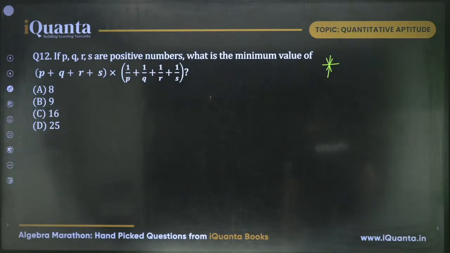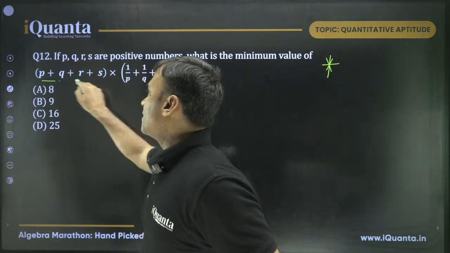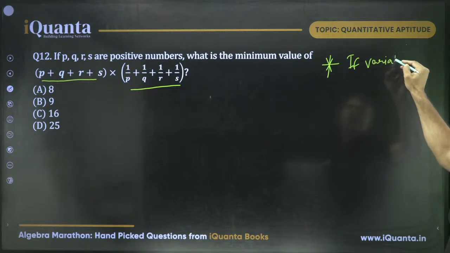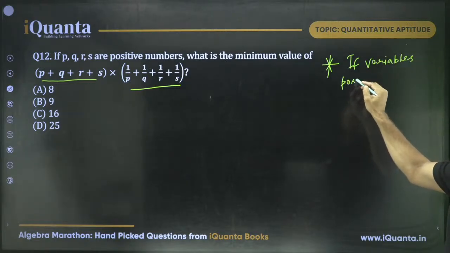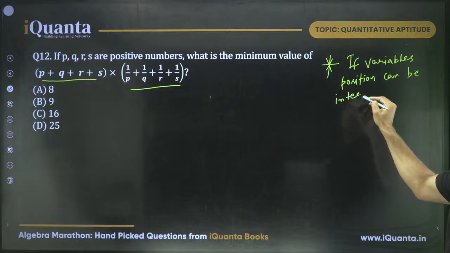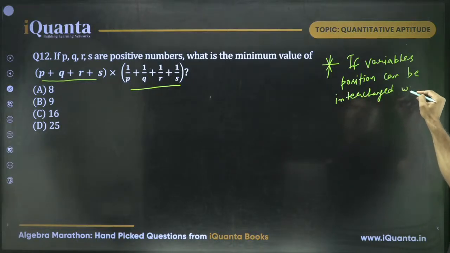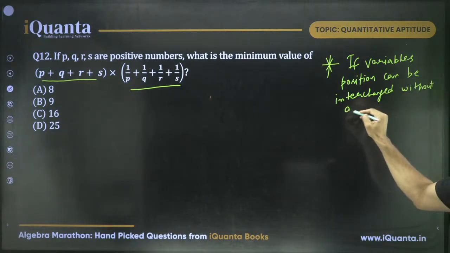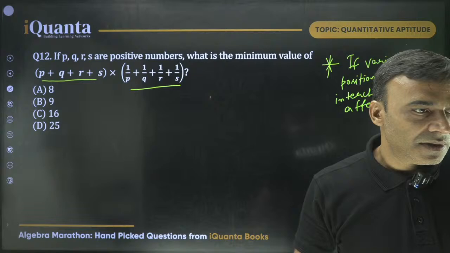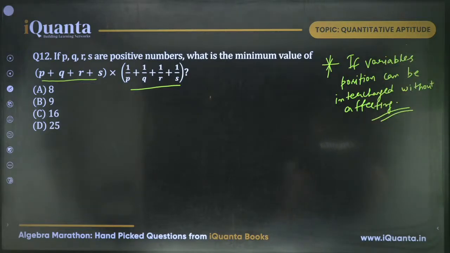So one of the two things that I had promised in the beginning is here now. It's a very simple question. You don't need to open it or do anything. Note down very carefully. Look at the expression. If variables' positions can be interchanged without making any difference or without affecting. First understand this. Look at the expression.